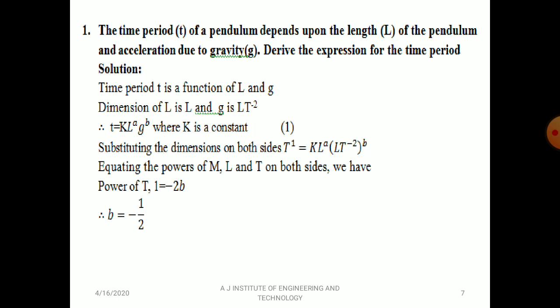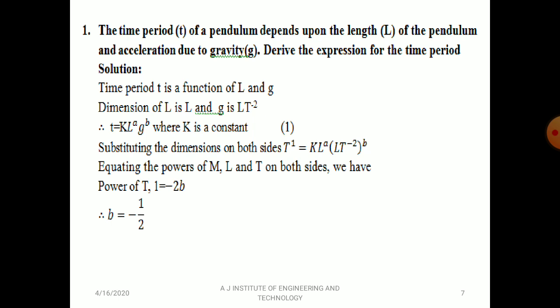Then equating the powers of M, L and T on both sides, we get the following. We can go in any order: we can start with equating powers of M, then go to L, then go to T. Otherwise you can start in reverse order also. Anything is possible. So let me go here.